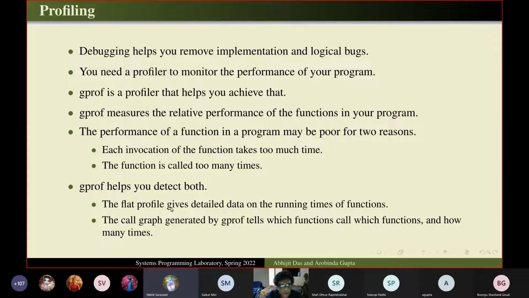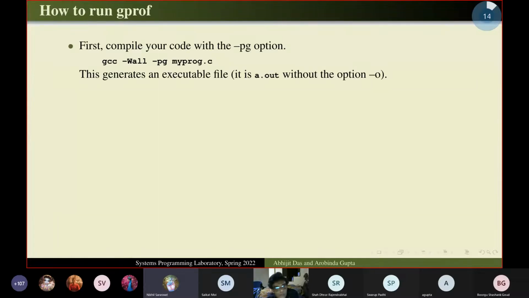I will illustrate both these aspects of gprof by using several examples. But before going to those examples, let me first tell you how to use gprof as a tool from the command line, how to run it.